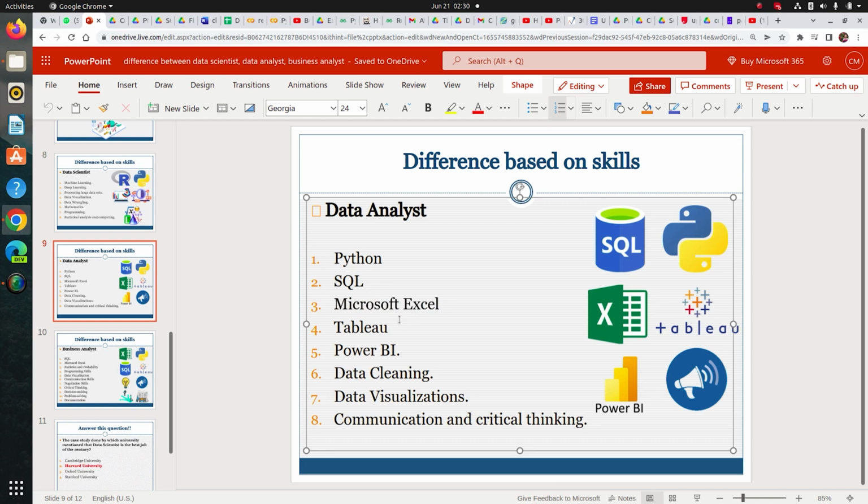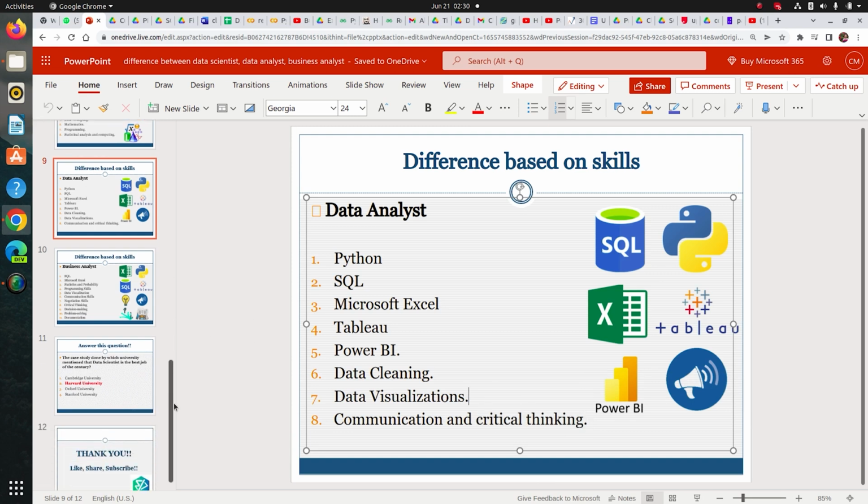You must be good at tools like Excel, Tableau, Power BI, how to clean data, how to visualize it properly. One of the most important is communication skills, which we usually miss. Why? Because you need to communicate with the business analysts to understand the business problem and work accordingly. And critical thinking, because you must be good at making stories of data so that you can explain it very well. So these are the skills for data analyst.